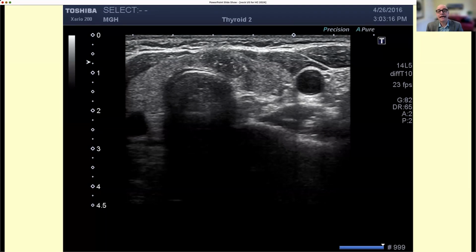Right. I put this example to show you how sometimes it's not obvious. It does have slightly irregular margins. It is bordering the trachea and the capsule of the gland. That doesn't mean that it's invading them. It's just that it is a cancer that may be able to invade them. It does have some bright reflectors that could be calcifications, and it is hypoechoic. So this is a nodule that, depending on the size, you may want to biopsy.